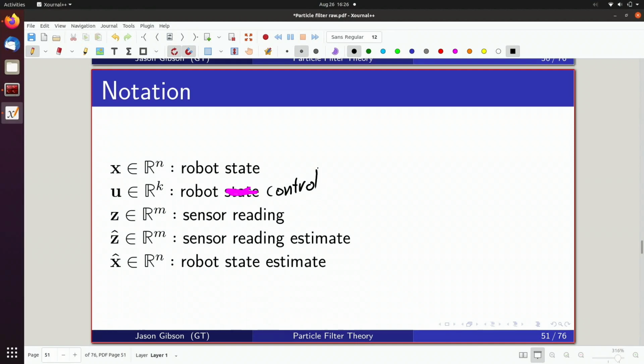We have Z, which represents a sensor reading. We have some Z hat, which is an estimated sensor reading, which we'll get to in a minute. And we have some X hat, which is a robot state estimate. So oftentimes when you're doing localization, all you're actually seeing is X hat and not X, because you're only estimating the state, you do not know it with complete certainty.